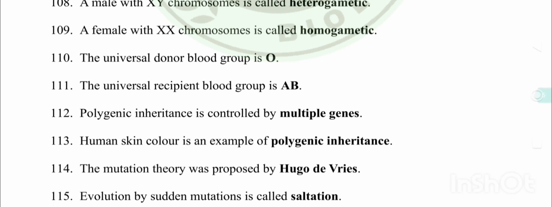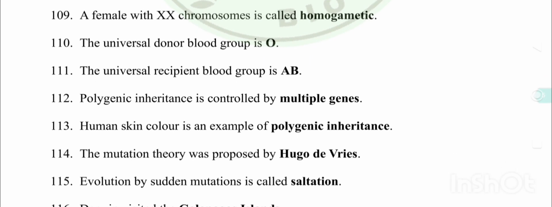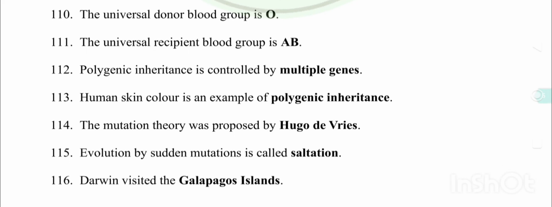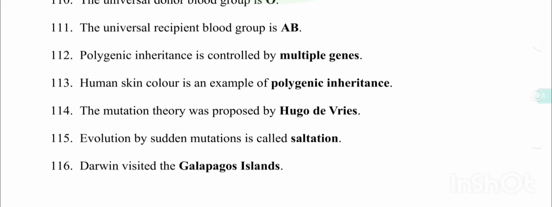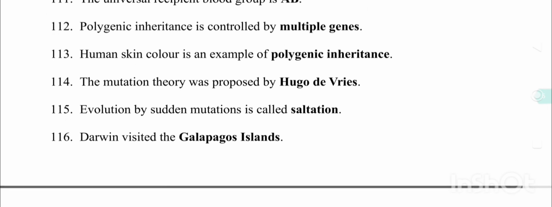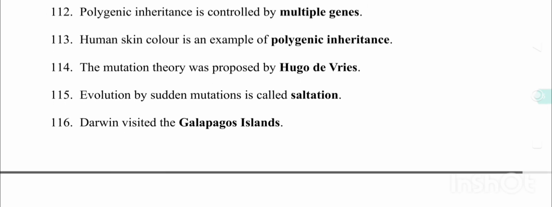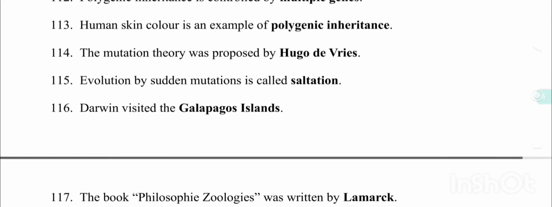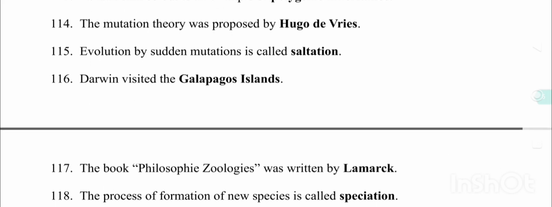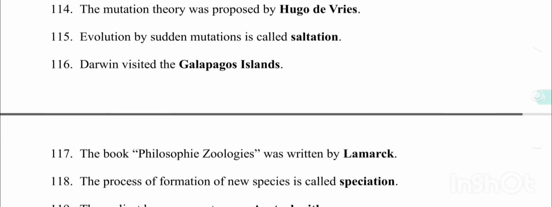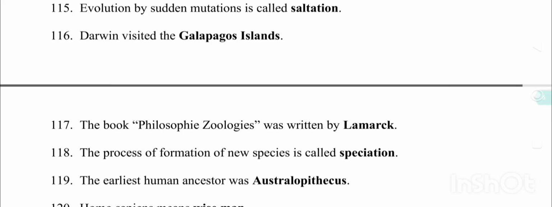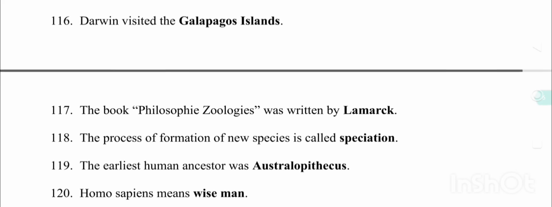113. Human skin color is an example of polygenic inheritance. 114. The mutation theory was proposed by Hugo de Vries. 115. Evolution by sudden mutations is called saltation. 116. Darwin visited the Galapagos Islands. 117. The book Philosophie Zoologique was written by Lamarck. 118. The process of formation of new species is called speciation.